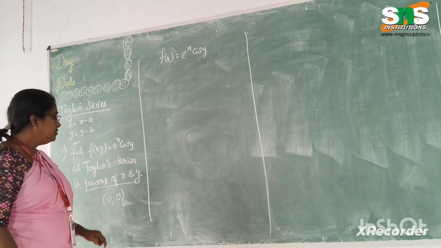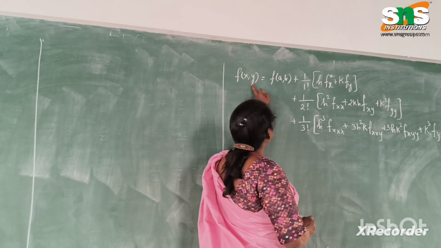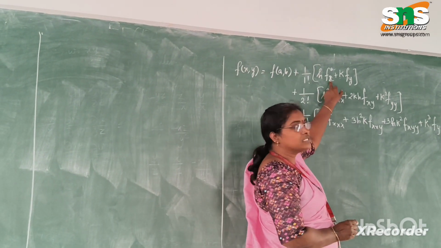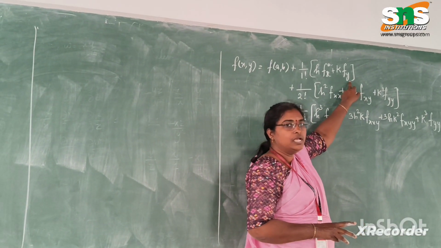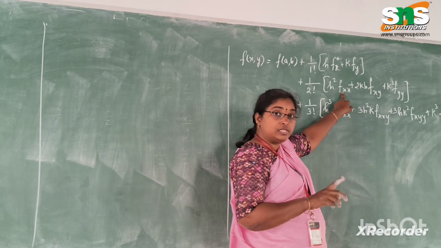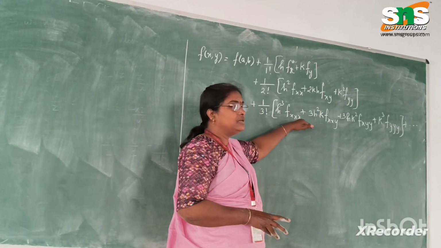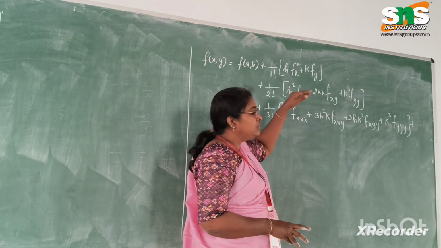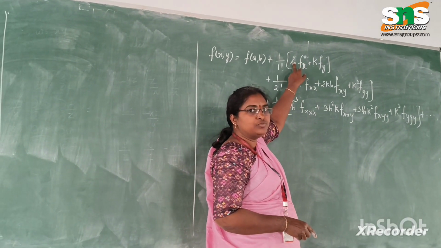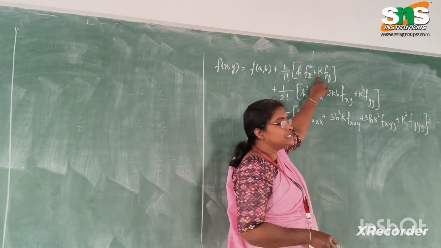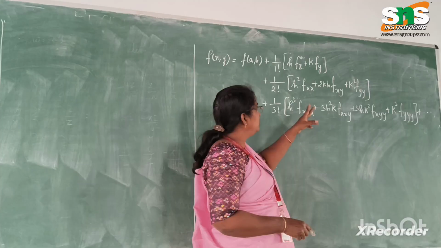So here in this formula, what are the values we need? First, the function itself. Then fx, the first derivative with respect to x, and fy, the function differentiated with respect to y. After this come the second derivatives, and the next level is the third derivatives. If you know the formula, one time x means h will come, one time y means k. Just compare h with x and k with y, so you can easily remember.